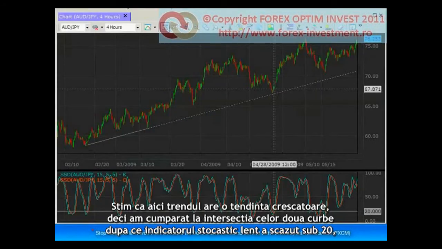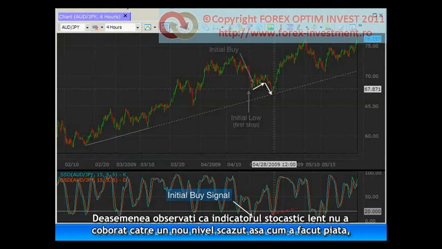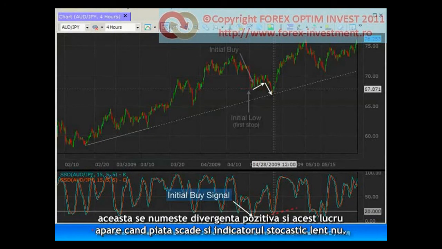Here we note that the trend was up, so we bought on the crossover after the slow stochastics moved to below 20. The market started to rally, but then some selling pressure temporarily pushed the market down to a new low. However, note that the slow stochastics did not move down to a new low like the market did. This is known as positive divergence. It is simply when the market moves down to a new low, but the slow stochastics does not.